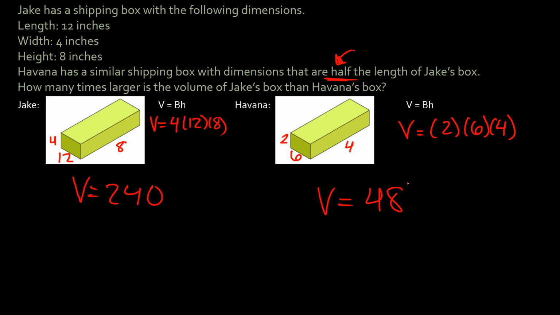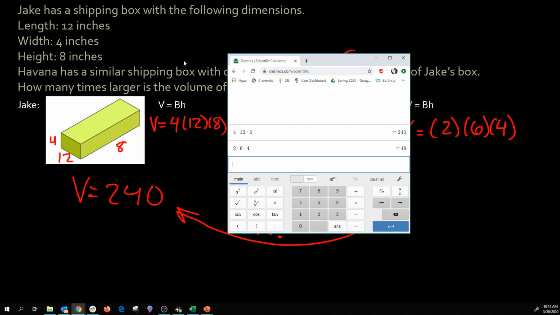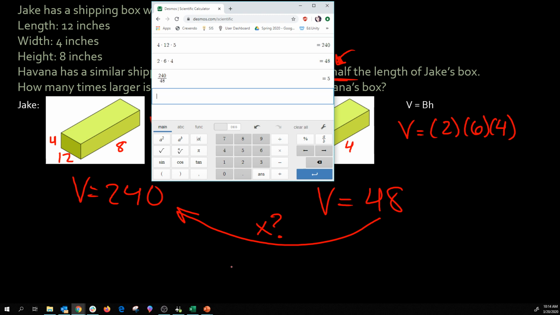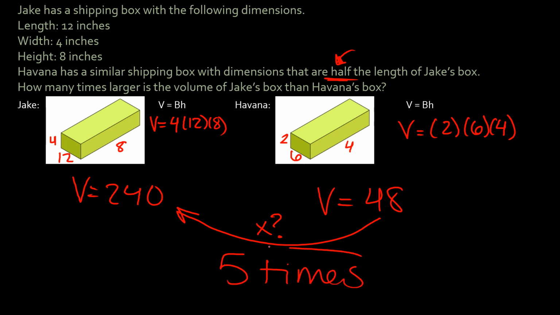Now, I want to know how many times larger Jake's box, the volume, is compared to Havana's box. To figure that out, there's a few things you could do. You could do a bit of guess and checking, right? Saying, well, what number times 48 would give me 240? If I multiply this by some number, what would that be to give me 240? Or you could go the opposite way and just divide. So if I were to take 240 and divide it by 48, I would get that Jake's box is 5 times larger than Havana's box.